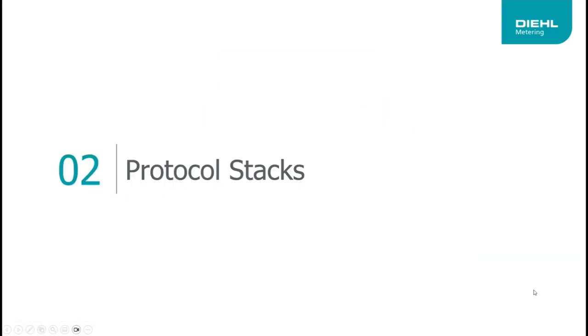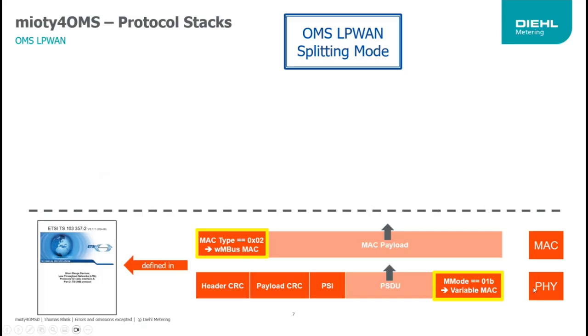So now let's dive into some more details of the protocols. I'm starting here with the OMS LPWAN splitting mode. What we can see here are the lower layers of this protocol stack. The orange layers here, physical and MAC, are defined in the ETSI specification. That is the basis for the mioty technology, the TS-UNB protocol specification in the ETSI.